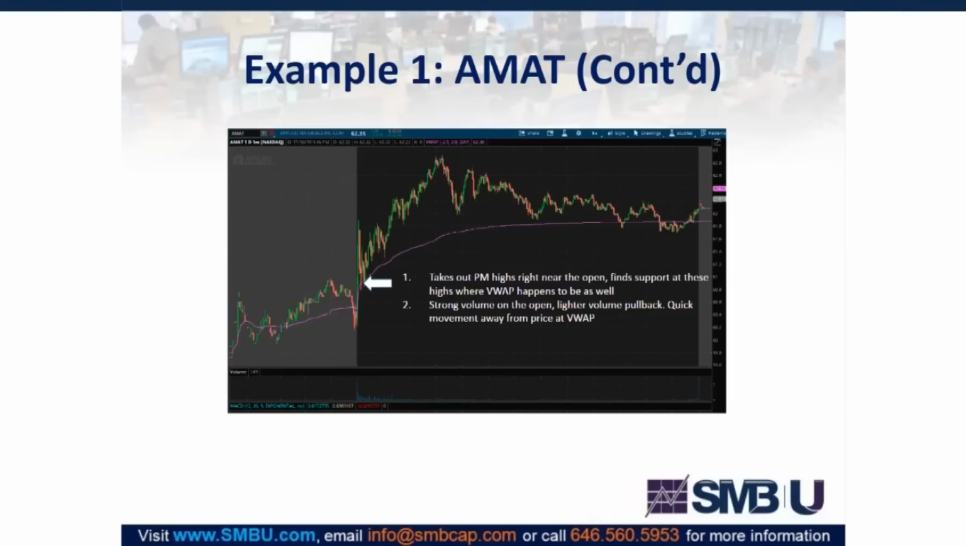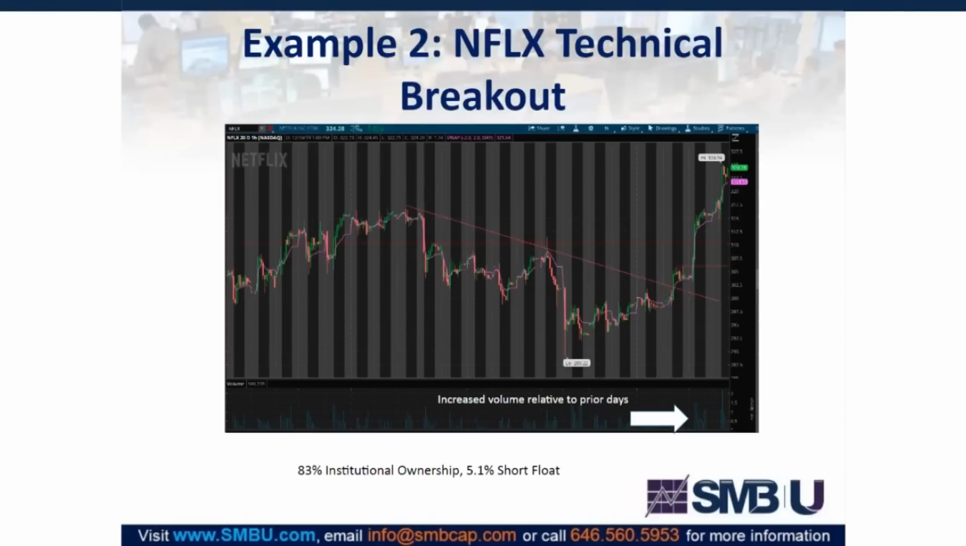And then we want to see a shallow pullback and hold above VWAP for a good entry. Yes, exactly. And ideally, you would see a pullback to VWAP on smaller volume than the up moves, as that would serve as one more check in your favor for this pattern to set up. So now, the second pattern.